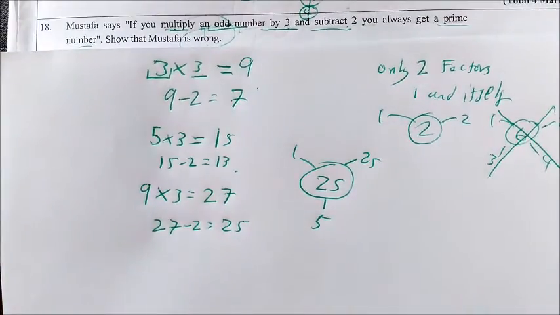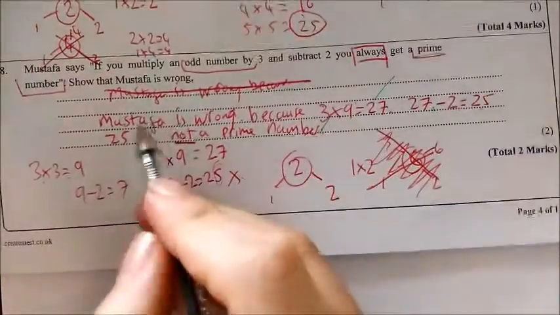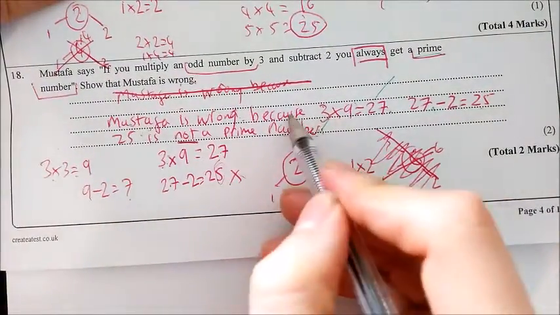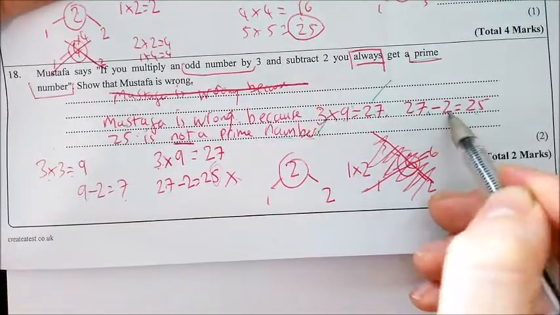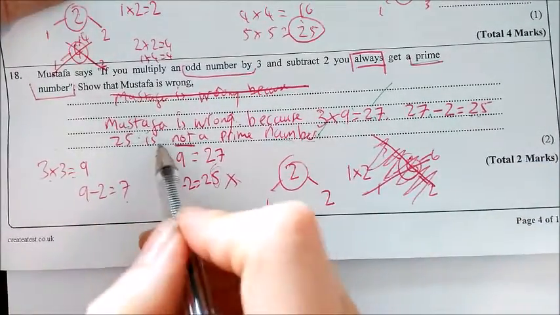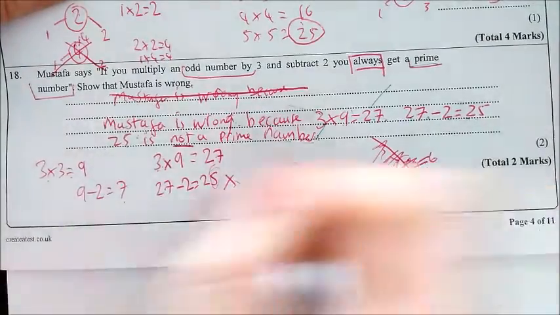And then what I do is I write a sentence. Now, these sentences do not need to be long. You just have to write clearly stating it and also use your calculation as I have already done. So I've written this sentence here. Mustafa is wrong because 3 times 9 equals 27. 27 take away 2 equals 25. 25 is not a prime number. So it doesn't need to be long.